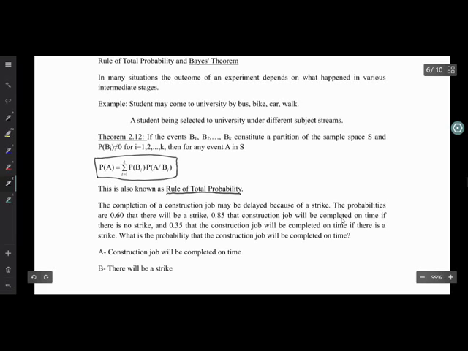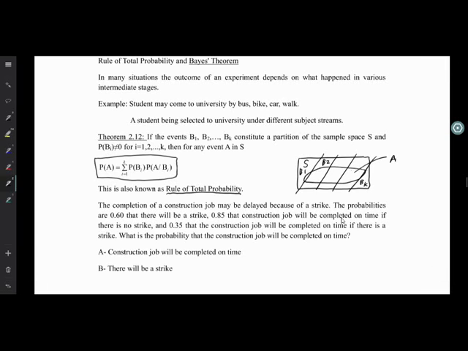So the partition means, here's your sample space, and it has several partitions, B1, B2 up to Bk, and you select another event A. That event will also contain those partitions. So our goal is to find the probability of A.